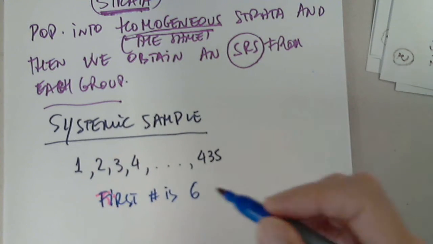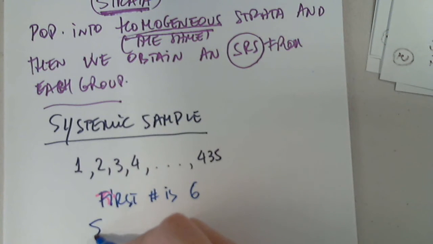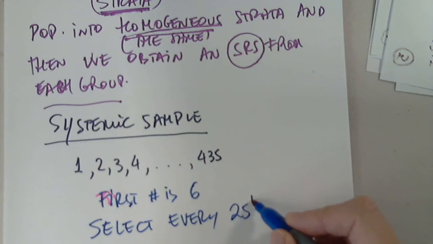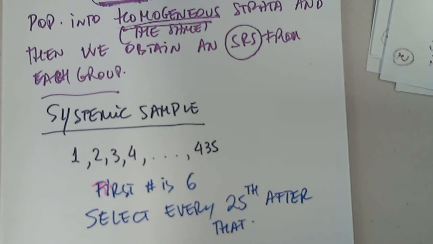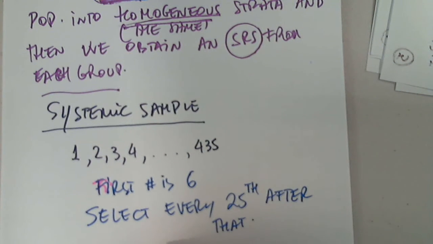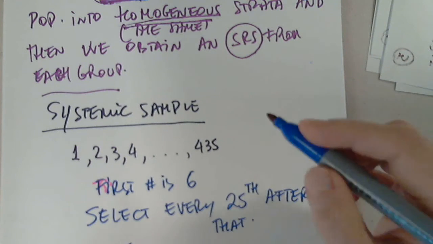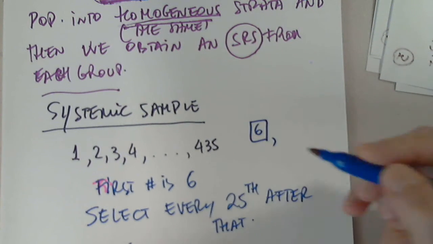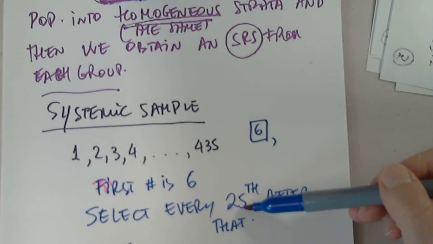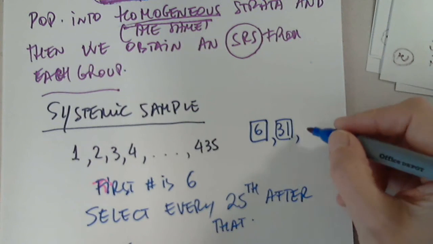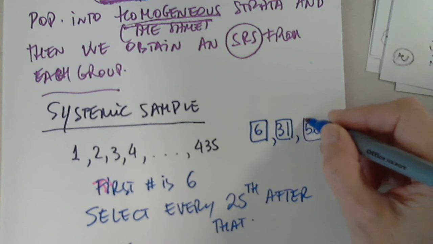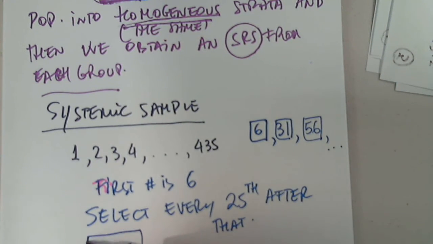Can anyone give me another number? 25. Very good. Select every 25th after that. How many? Let's say still n equals 5. So I will select number 6. That will be my first. The next one will be 6 plus 25, which is 31. The next one will be 31 plus 25, which is number 56. And I continue like that till I get 5.